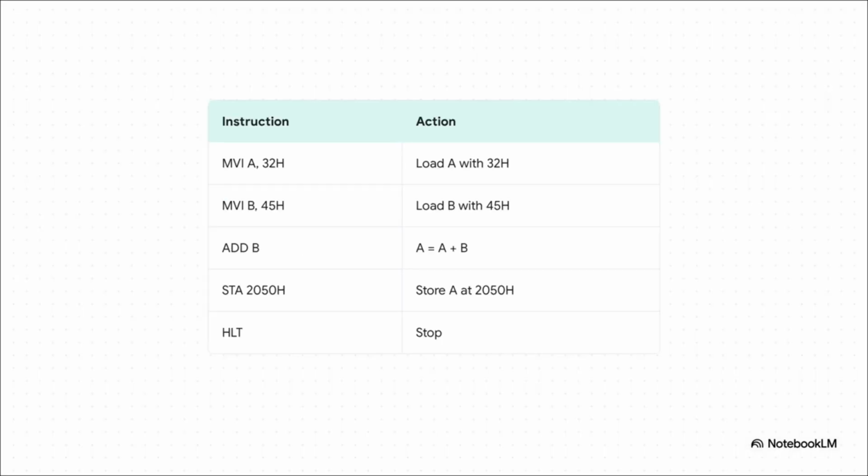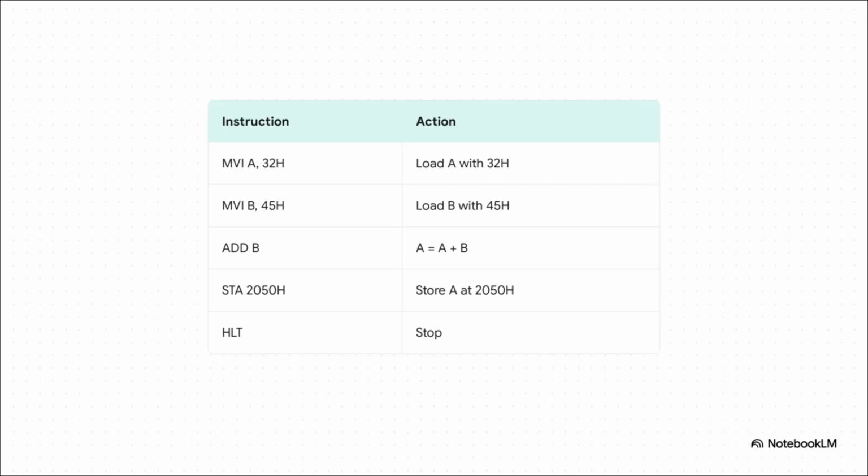Let's actually grasp the flow of a simple program using this addition example. First, we move immediate, the hex value 32, into the accumulator. Next, we move immediate 45 into register B. Then we add B to the accumulator, which gives us 77 hex. After that, we use store accumulator direct to push that 77 into memory location 2050. And finally, we halt. It's elegant, it's sequential, and honestly, it sets us up perfectly for analyzing much more complex addressing modes later on.